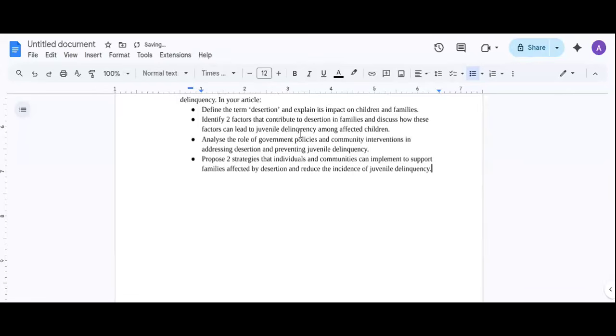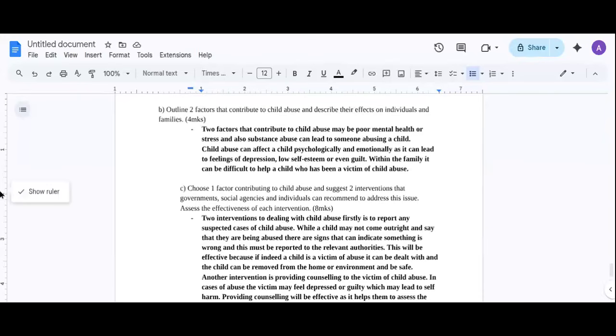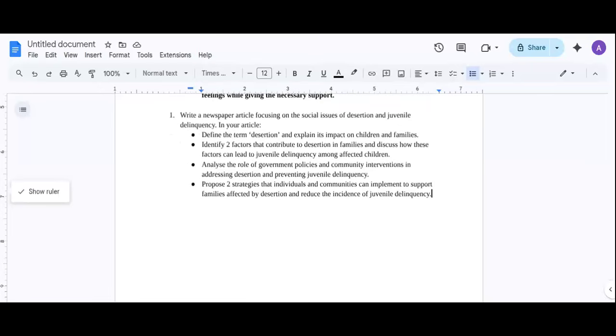So, we know the format. Why is my computer sticking? It is to write an article. So you begin your essay in that format. They ask you to define desertion and explain its impact on children and family. Right. Where are we? So I'm just going to put the answer there.